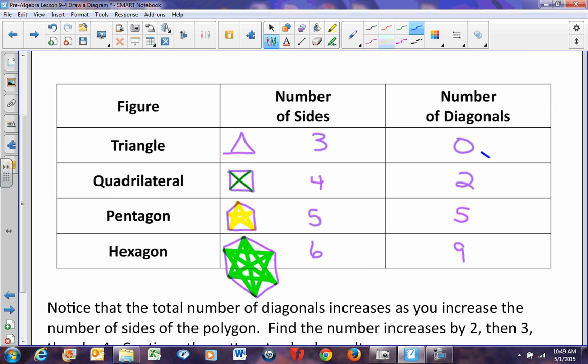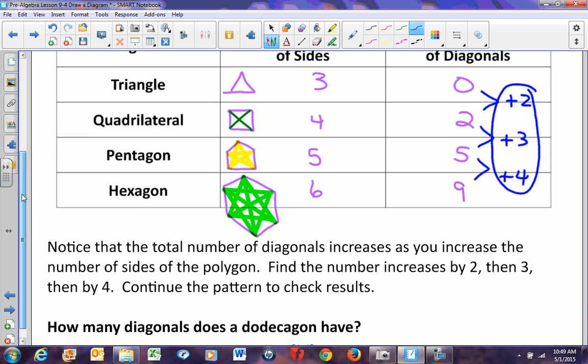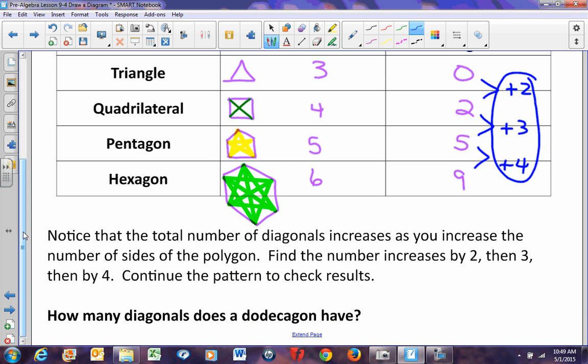Now let's take a look at this. From 0 to 2 goes up by 2, right? From 2 to 5 goes up by 3. From 5 to 9 goes up by 4. So if you look at this, they're going up by consecutive numbers, aren't they? Plus 2, plus 3, plus 4. Let's see if we can continue this pattern to check my results.